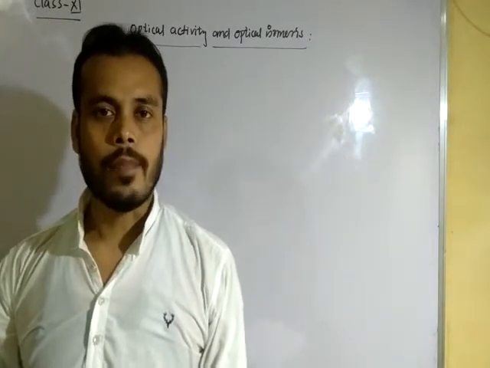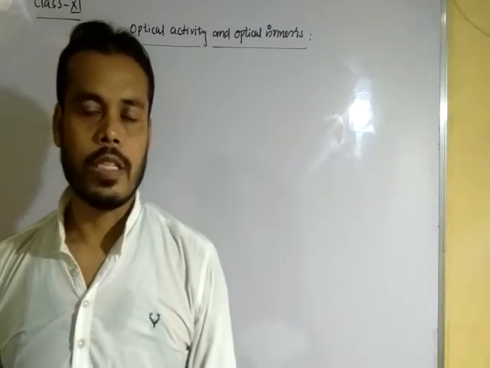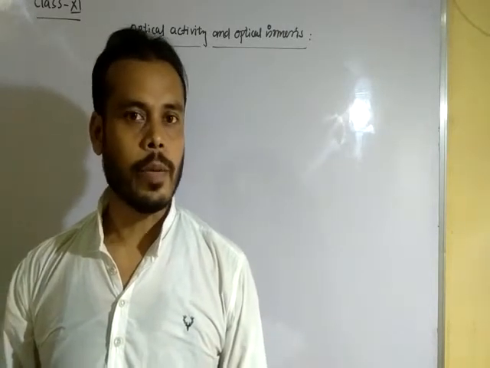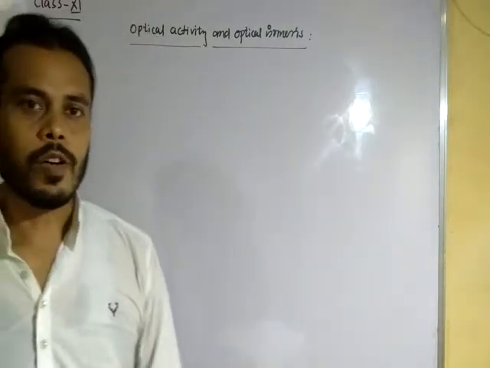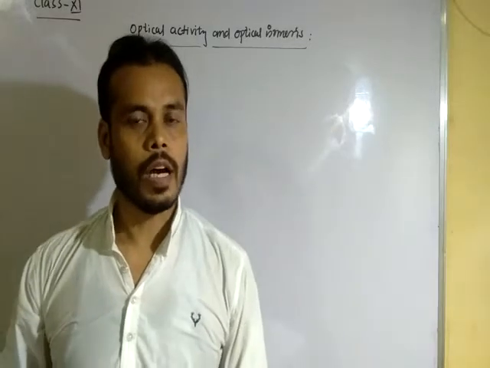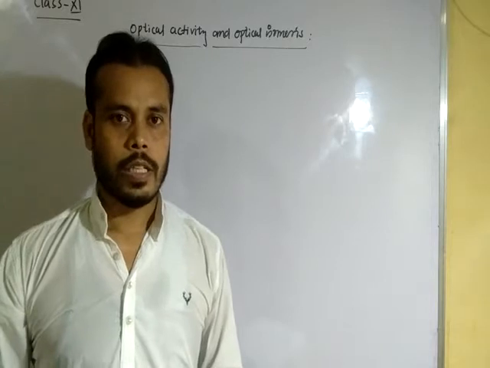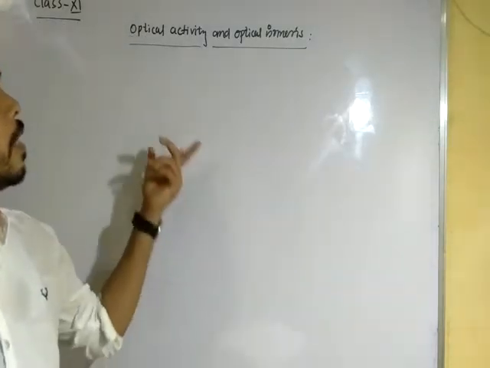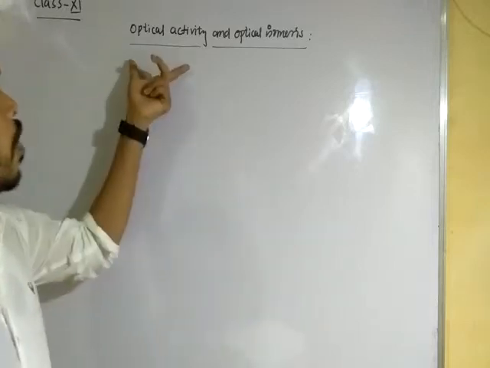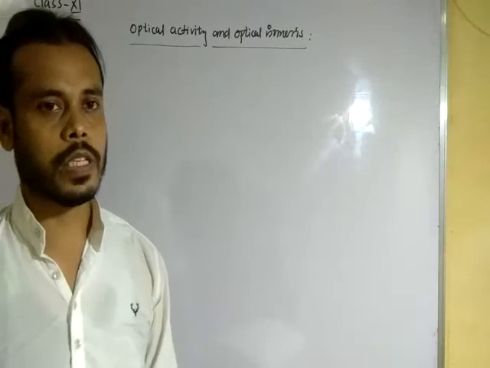In the last video we discussed isomers, geometrical isomers, and the part of stereoisomers. The second part of stereoisomers is optical isomers, and it is very important. We should know two terms: one is optical activity and the second is optical isomers.